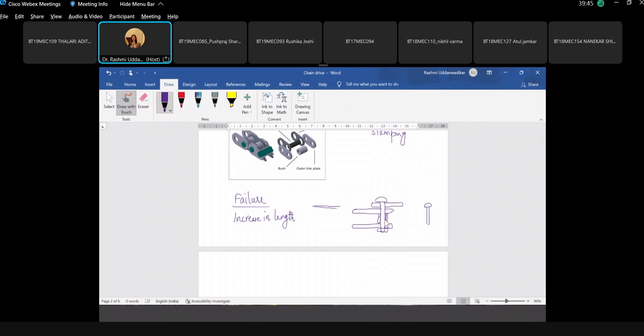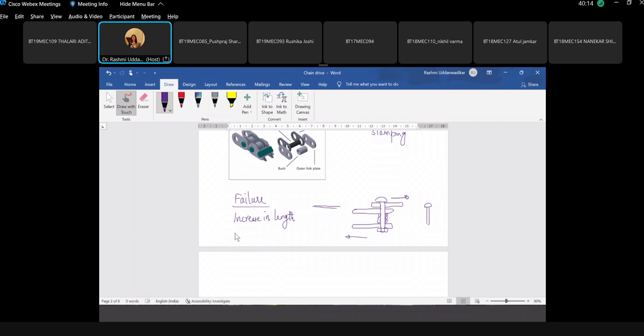Length would remain the same, its diameter goes down. The moment its diameter goes down, this link will move on this side, this link will move on this side, and the gap between the hole provided in the plate and the pin increases. This takes place in one of the links. Likewise, we have so many links, and the total chain length would increase.